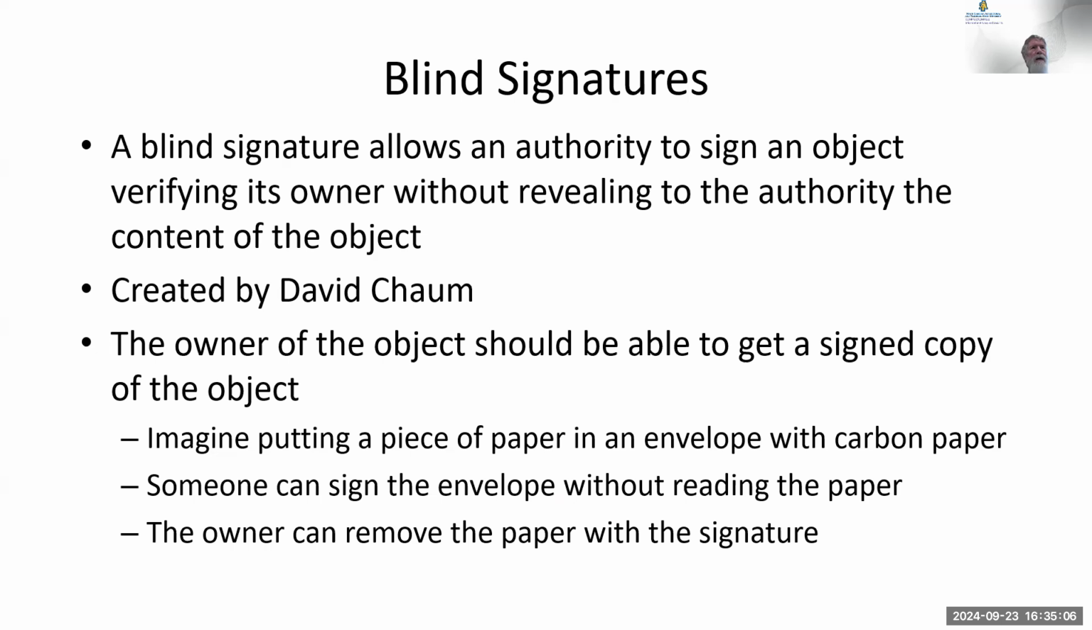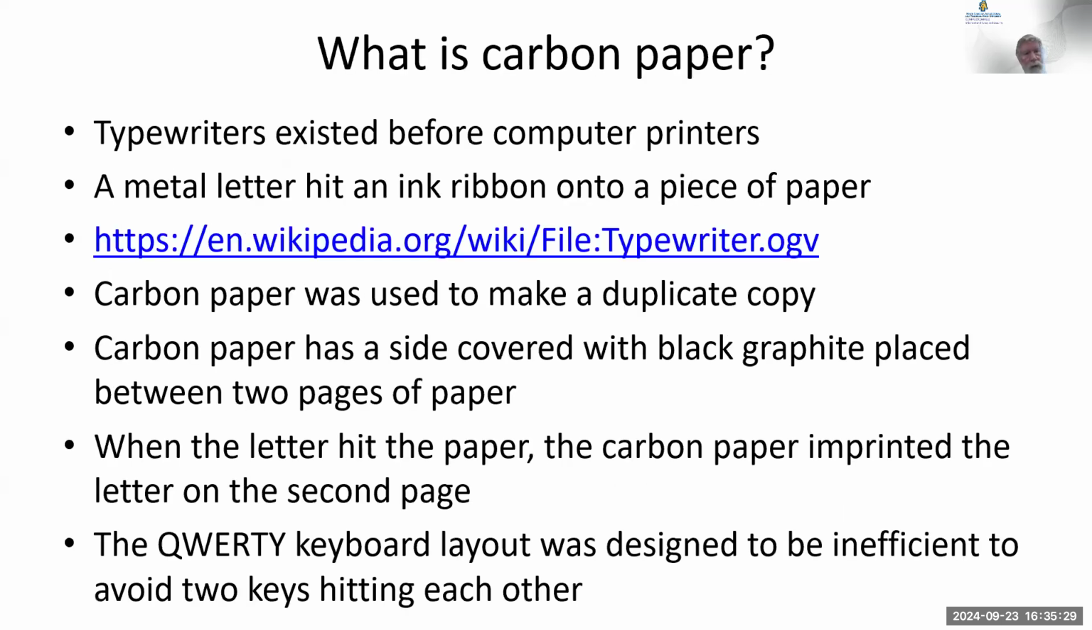You can equate this to the idea of putting a piece of paper in an envelope with a piece of carbon paper on top of it, and then somebody signs the envelope, pressing down hard, and that will create the signature on the piece of paper that they don't get to see. Later on, you can remove that paper from the envelope and have a signature on it, even though the person who signed it didn't get to see what it was.